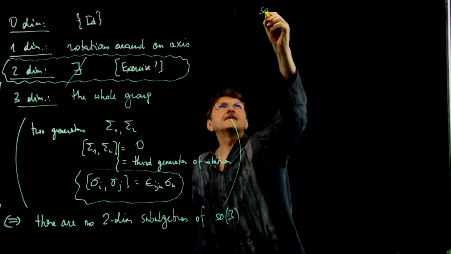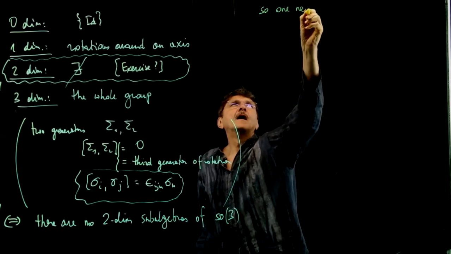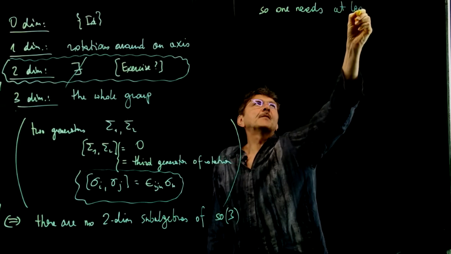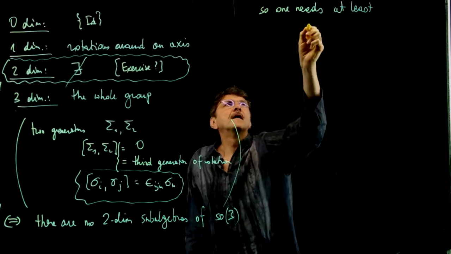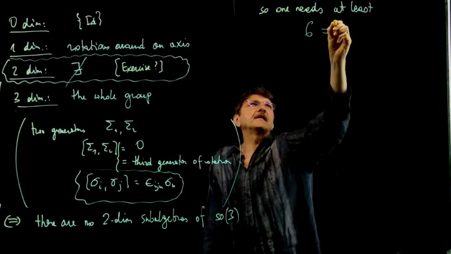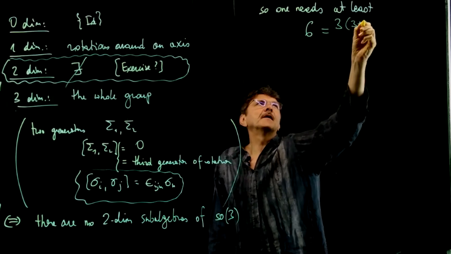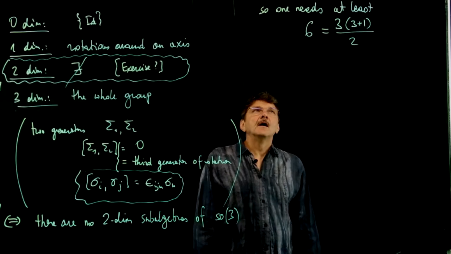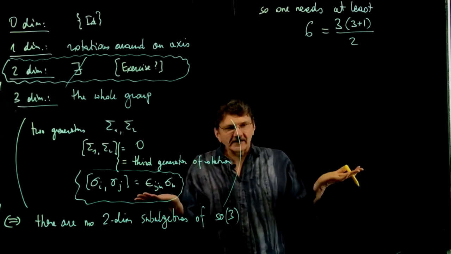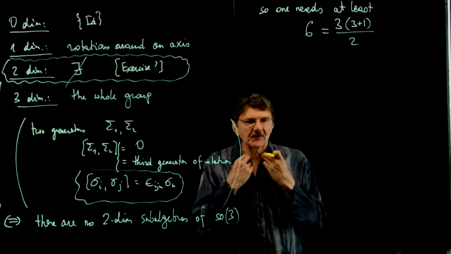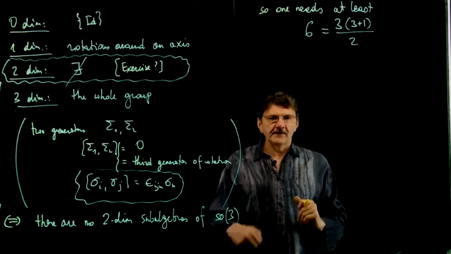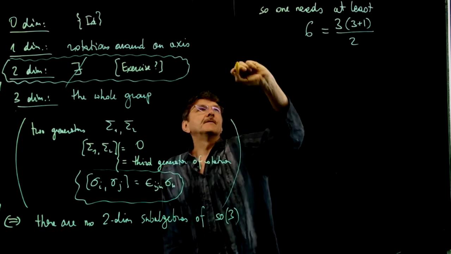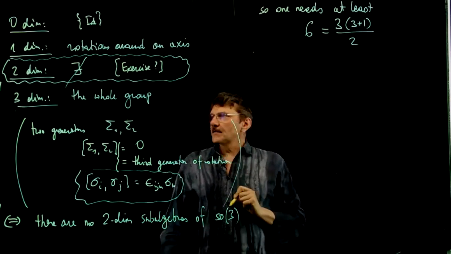So one needs at least six parameters, which is precisely equal to three plus one over two. So you can't have more, right? This is maximal symmetry, and you need exactly this number, otherwise you will not have enough. Good. So this is our theorem.